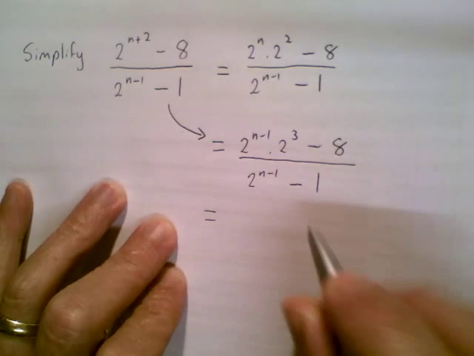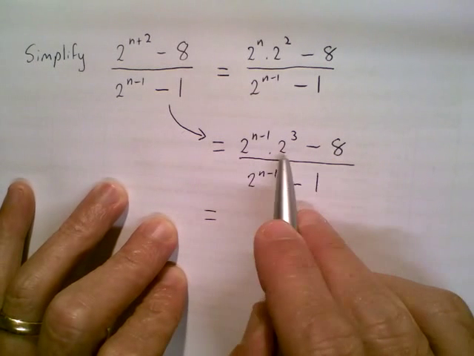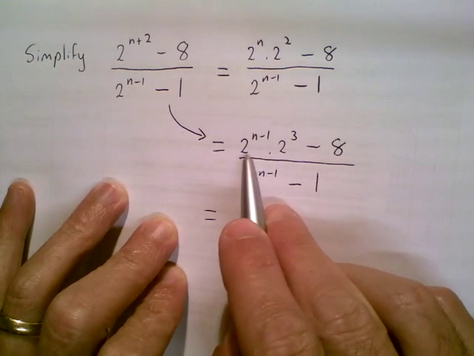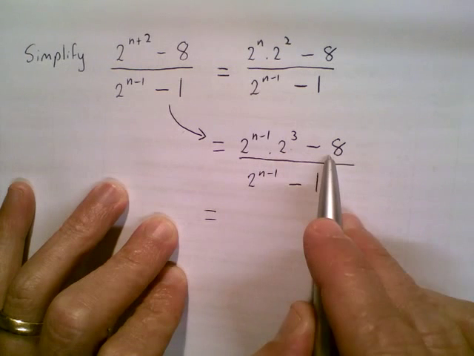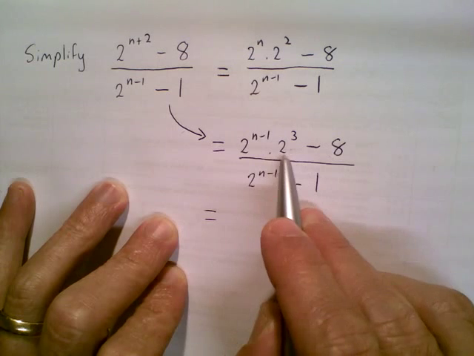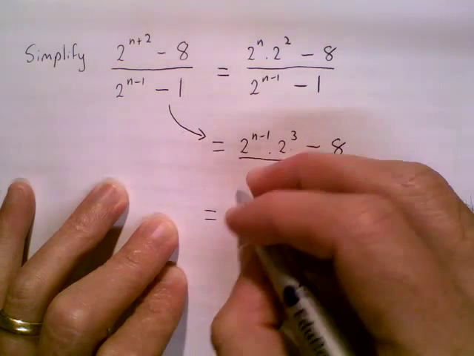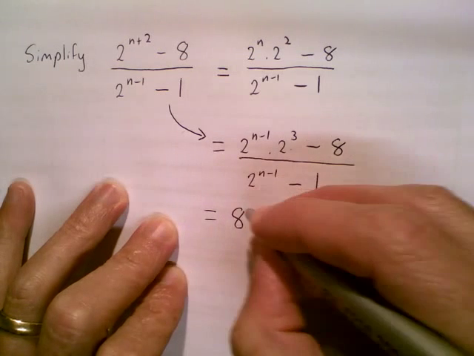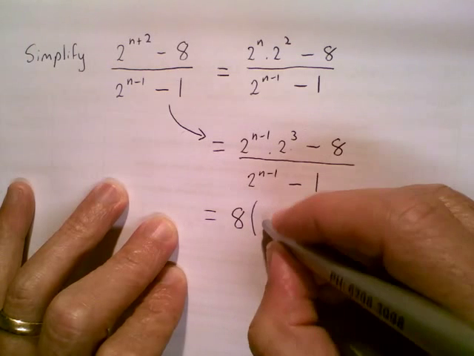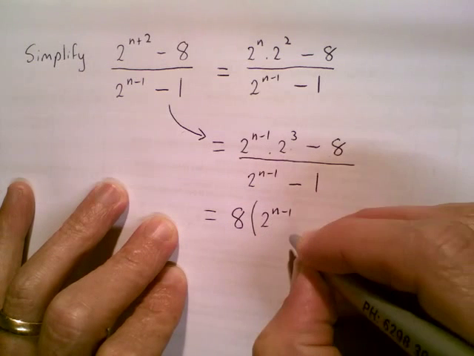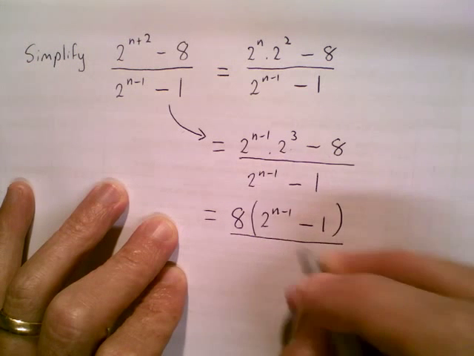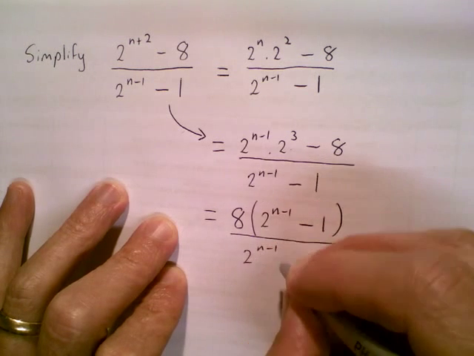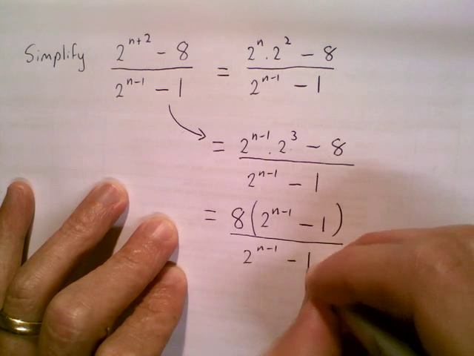Next thing we can do is look for, in our numerator, we identify that 2 cubed is equal to 8, and with the two terms, 2 to the n take 1 times 2 cubed, first term, and negative 8, the second term, we've got a highest common factor of 8 that we can take out. So I'll take that 8 out as my highest common factor, leaving 2 to the n take 1, take away 1. Denominator remains the same, 2 to the n take 1, take 1.